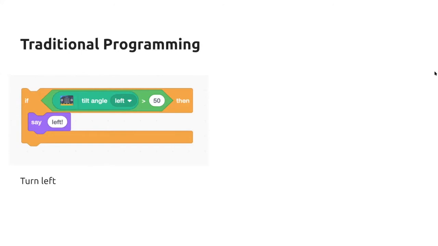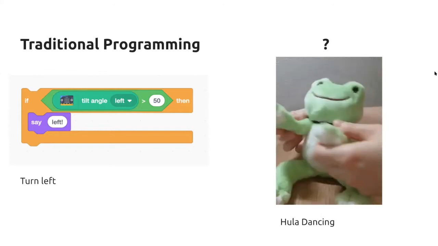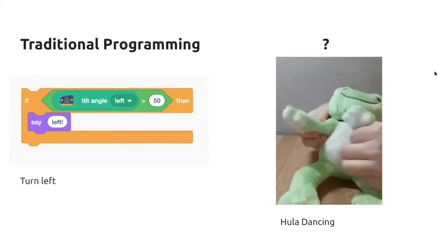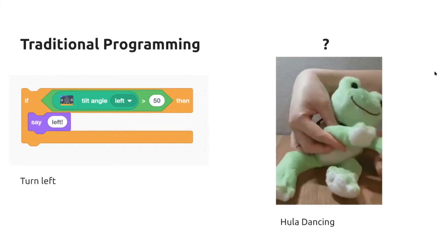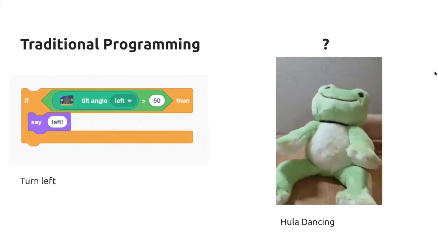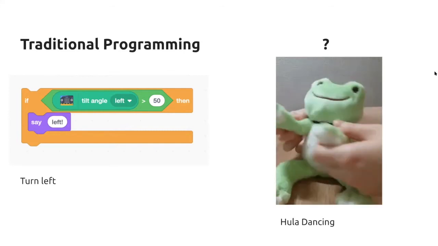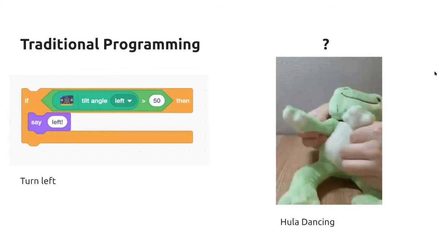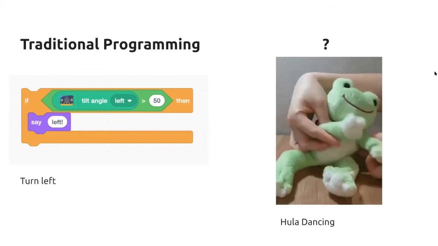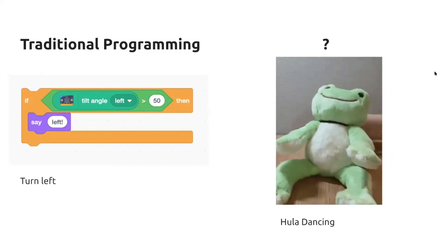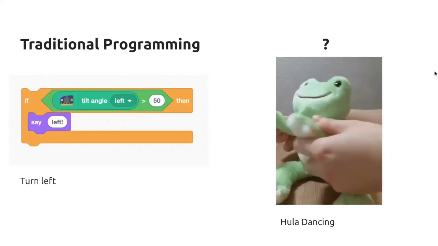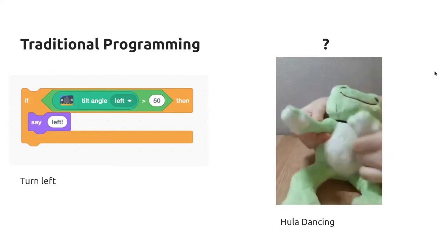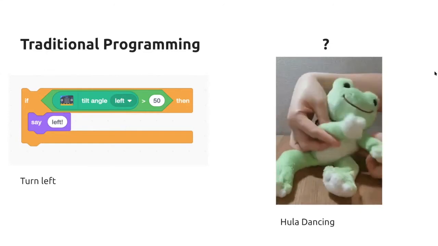But if you're trying to get the microbit or other types of hardware to respond to more fluid or expressive movement, next slide, for example, when the stuffed animal is doing kung fu dancing, that's not as straightforward of a programming exercise because getting the computer to understand complex movement like that is a little bit more complicated than a single threshold, like saying, if I move all the way to the left by 50 or some amount. So one way to approach that is to use machine learning.